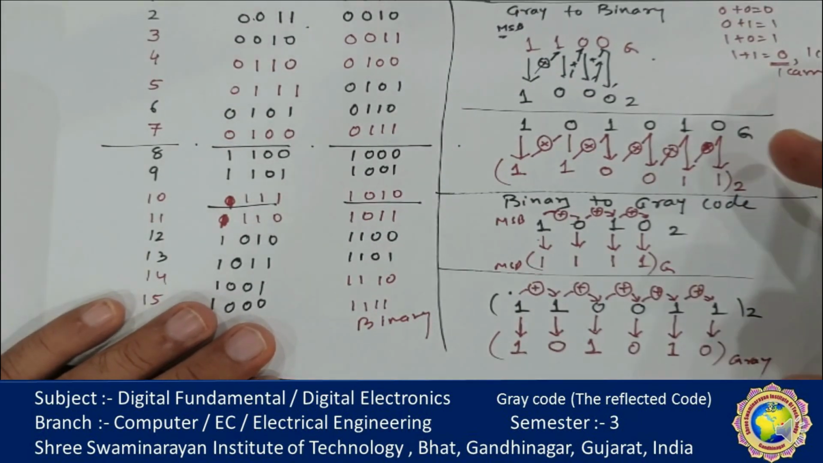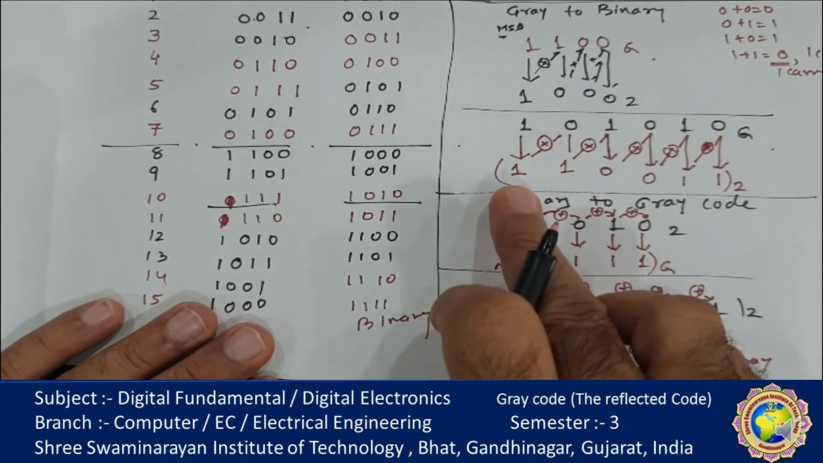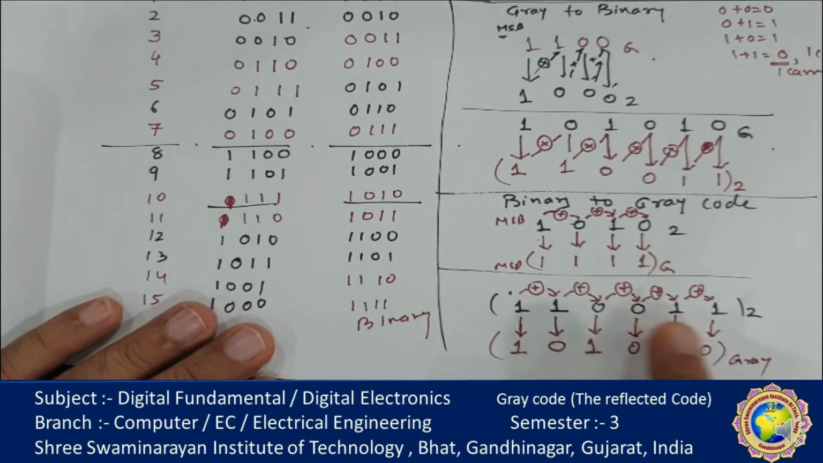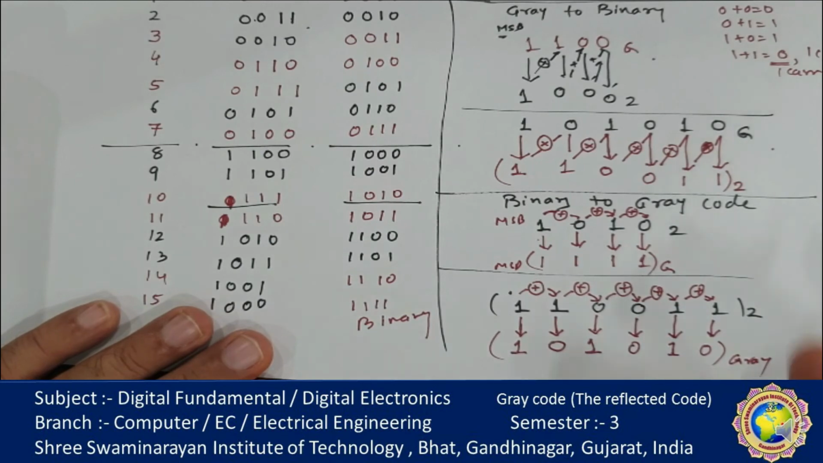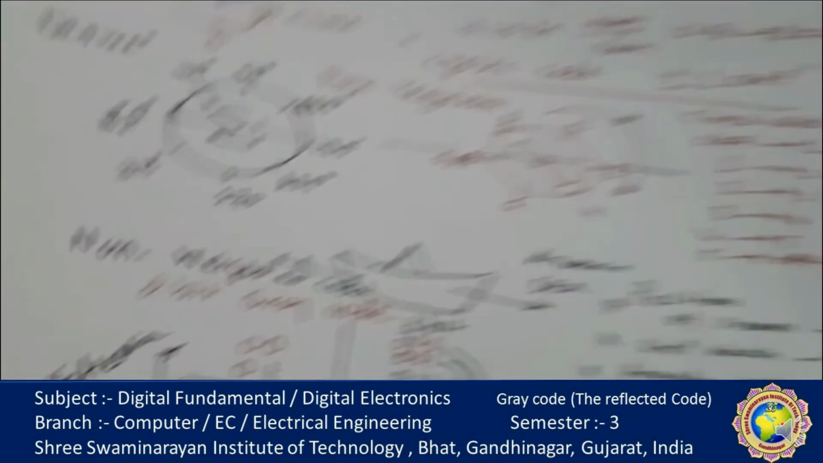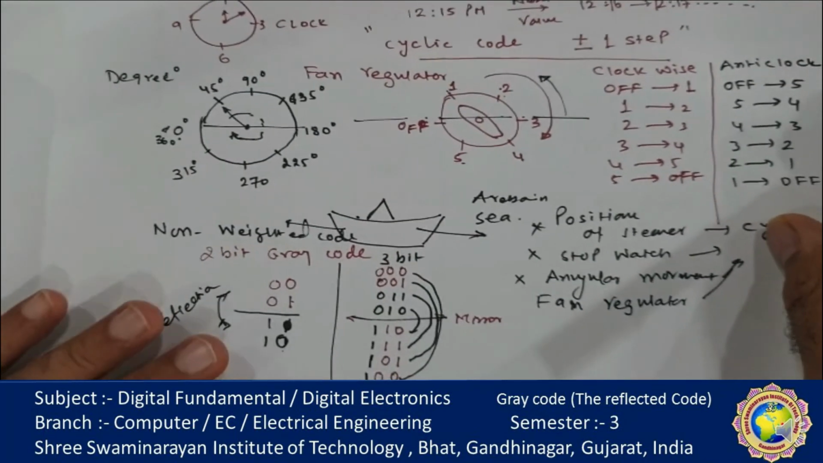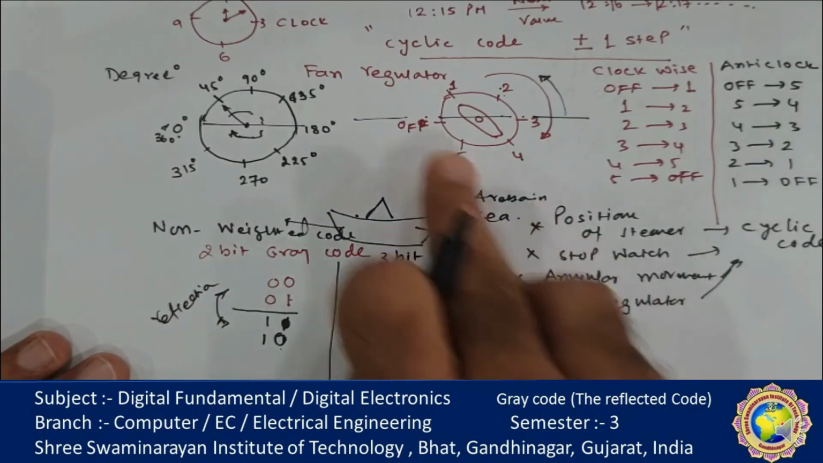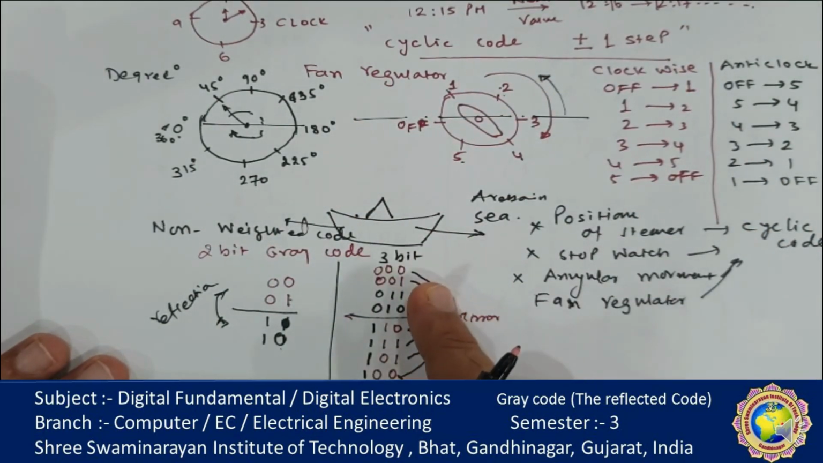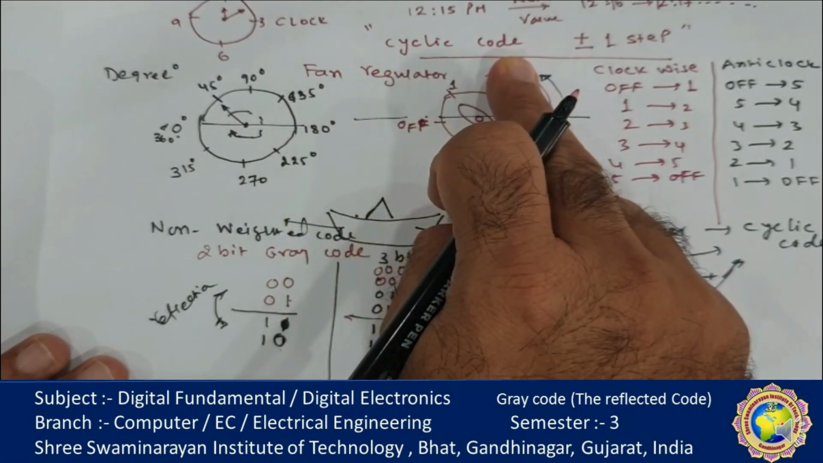Okay, so you can compare this one. 1 0 1 0 1 0 in gray and 1 1 0 0 1 1 in binary. We take the reverse, 1 1 0 0 1 1 in binary, convert into this. So in this way we can say that gray to binary or binary to gray code conversion is possible. The purpose of this gray code, which we discussed, is that it is a cyclic code, reflection of the above, useful to represent the cyclic code.